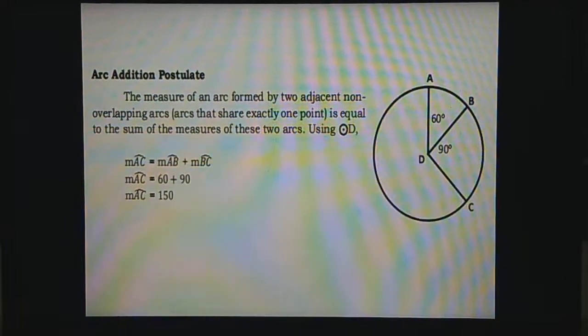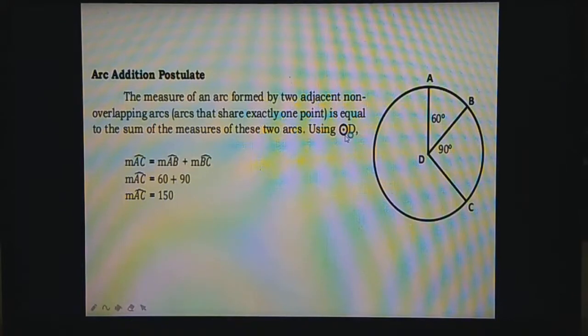Next, we have the arc addition postulate. So, yung arc naman ang ina-add. So, paano naman kung ang tanong ay may kinalaman sa arc? So, itong illustration natin sa right. The measure of an arc formed by two adjacent non-overlapping arcs, or arcs that share exactly one point, is equal to the sum of the measures of these two arcs.